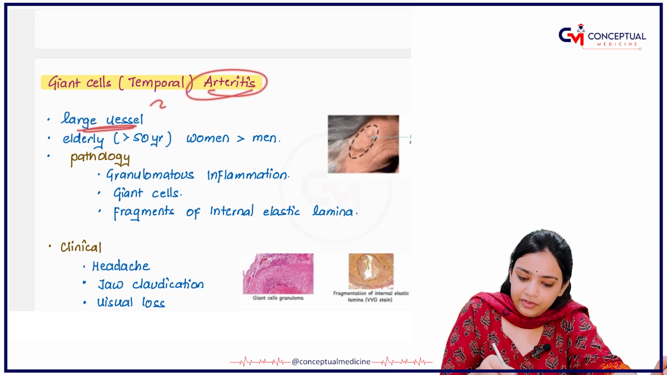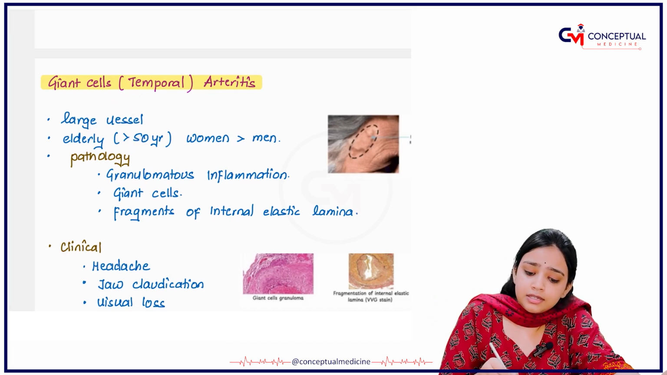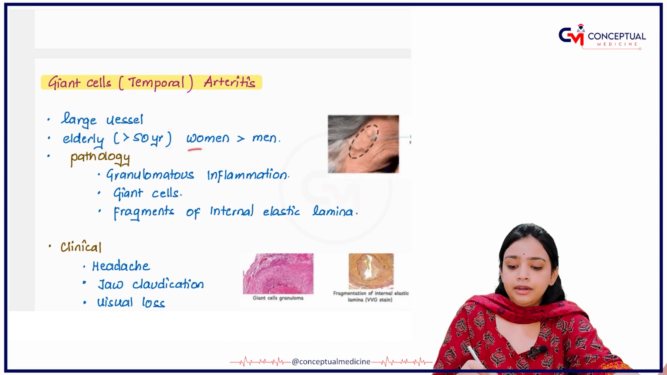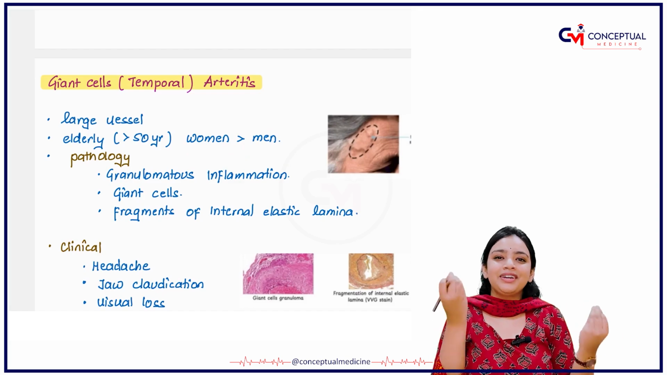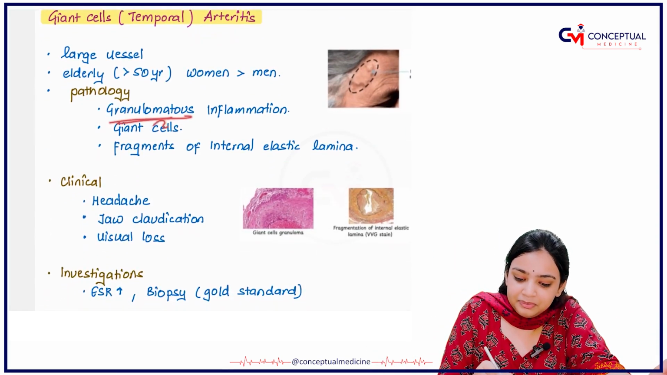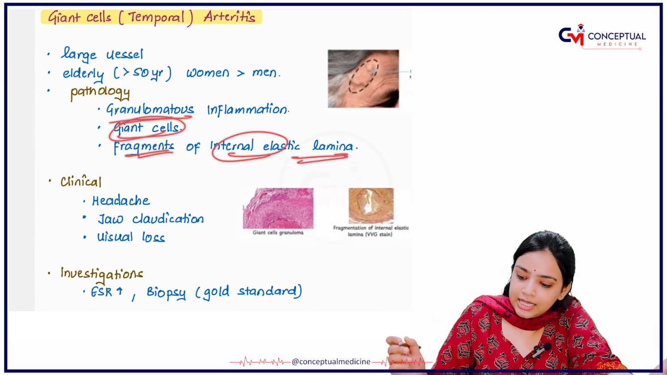They involve the large vessels because they are large vessel vasculitis. They mainly affect the elderly who are more than 50 years, and women more than men, because women are always more aggressive than men, right? The pathology that you have here is that giant cells are involved. Then you have fragments of internal elastic lamina.